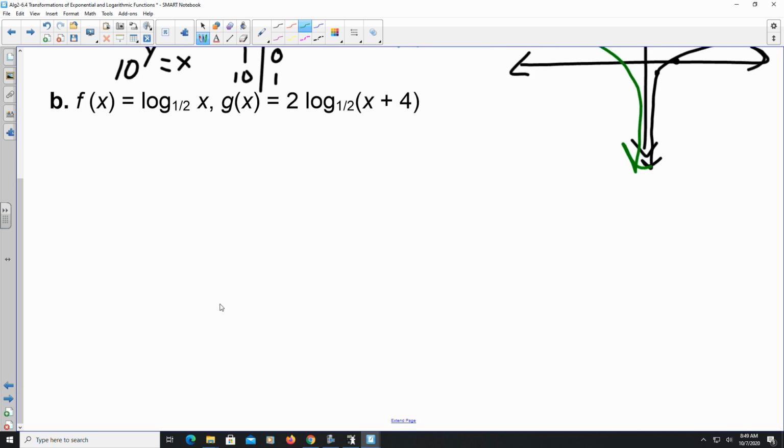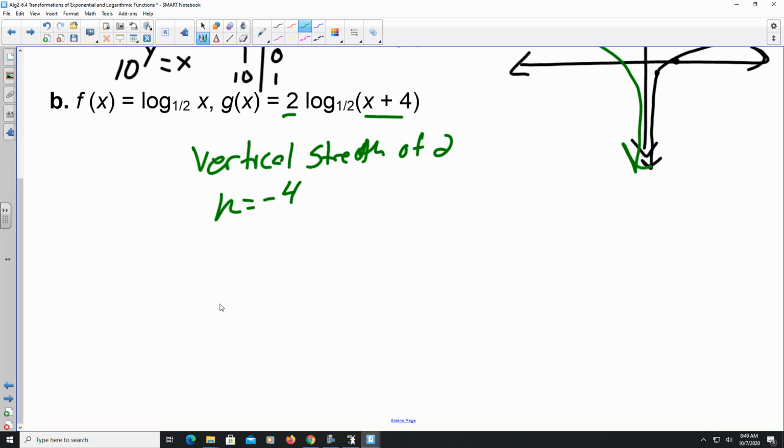Looking at the second example, I got a 2 over here on the outside, and then I got this x plus 4 here. Because the 2 is on the outside, this is a vertical stretch of 2. The other one was a horizontal. And with x plus 4 inside there, that means that we have a value of h that equals negative 4. So my graph is going to move 4 units to the left.